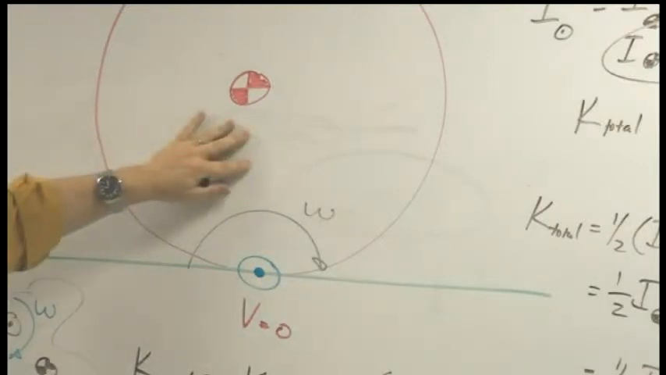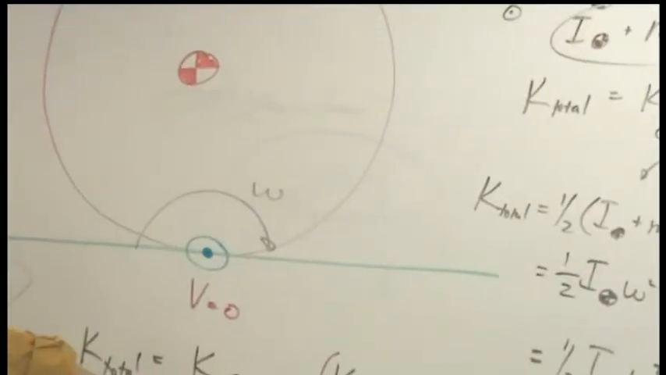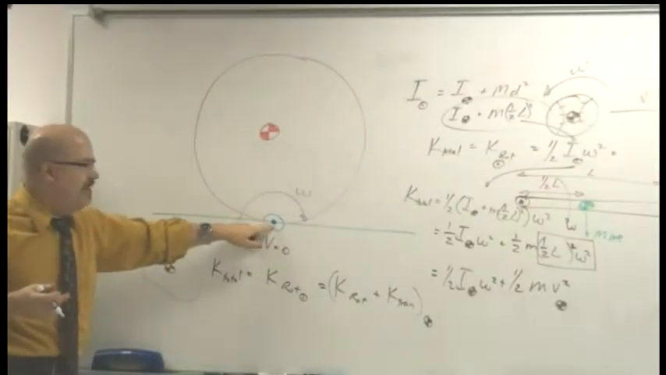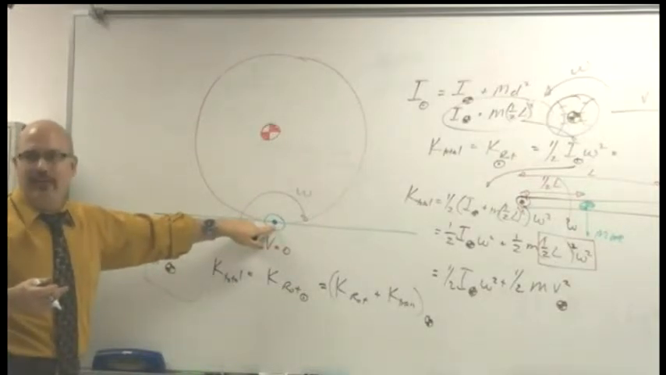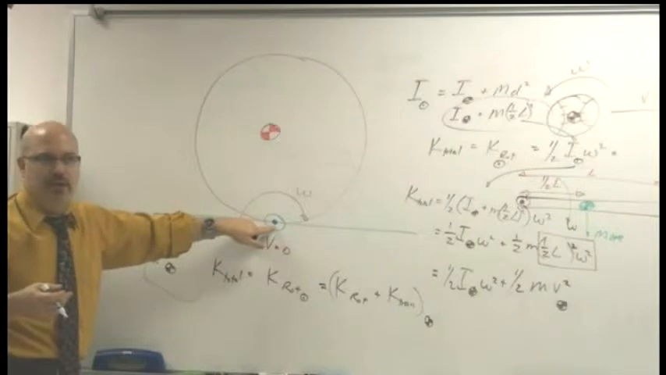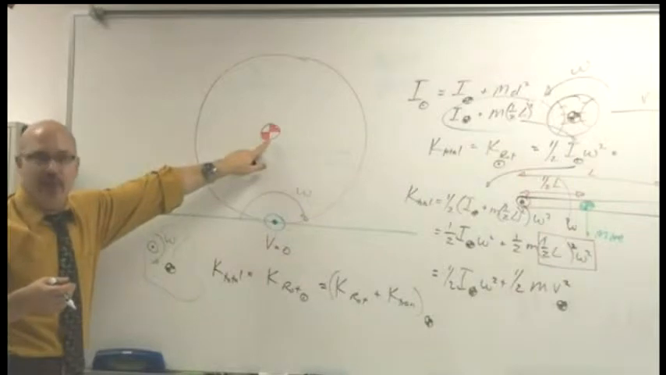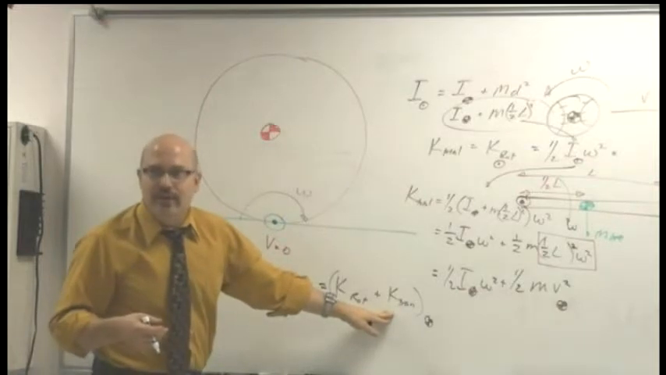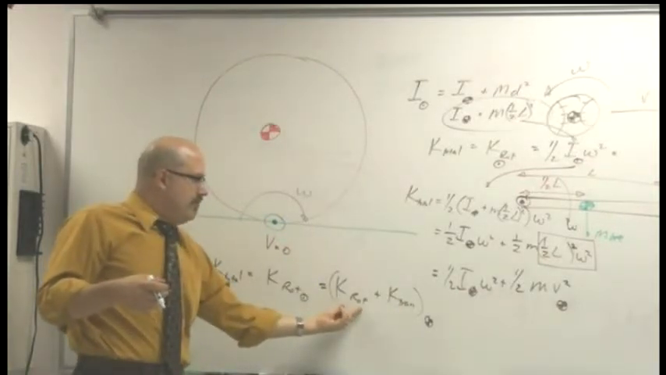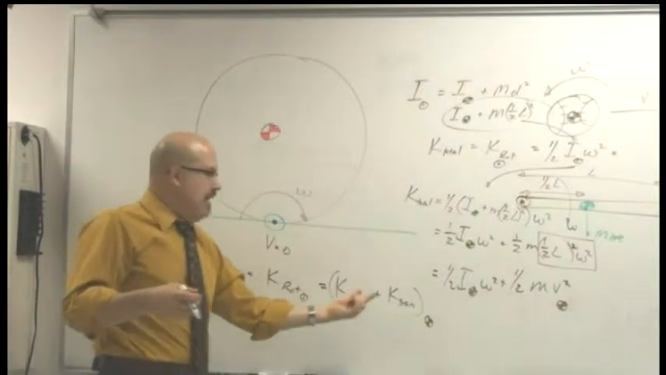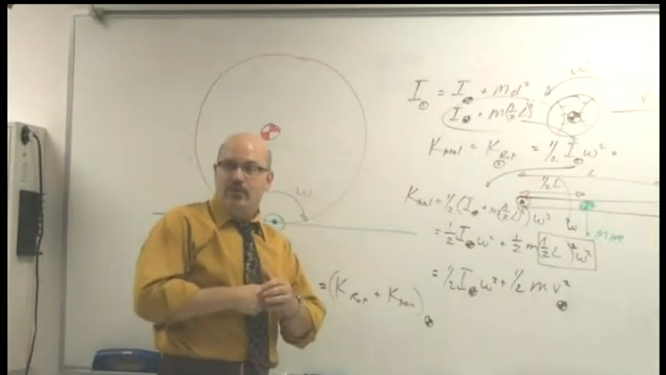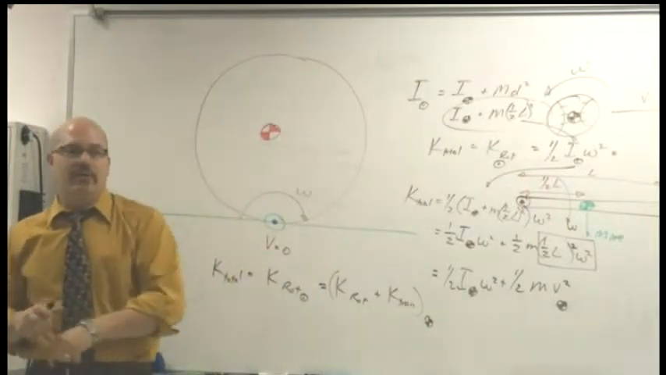So you could do one of two things for a rolling object. You can do the rotational kinetic energy only, but you have to have the moment of inertia about this point. Now, for most rolling objects, do we have the moment of inertia about this point? No. Most rolling objects, we know the moment of inertia about its center of mass, right? So for a rolling object, it's almost always going to be easier to find the rotational kinetic energy about the center of mass, and then find the translational kinetic energy of the center of mass itself. So you have those two options for an object.